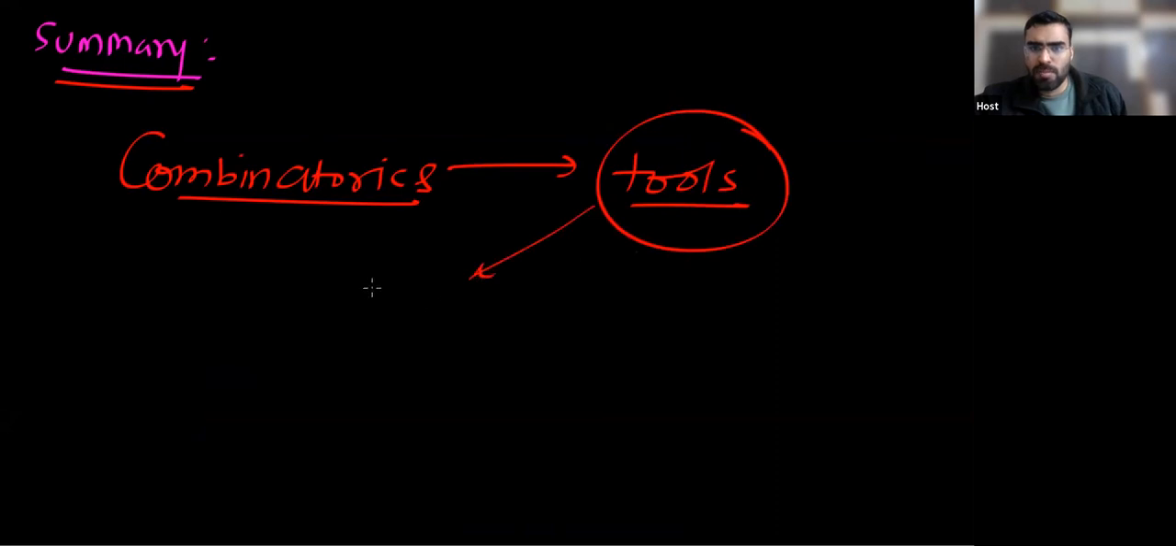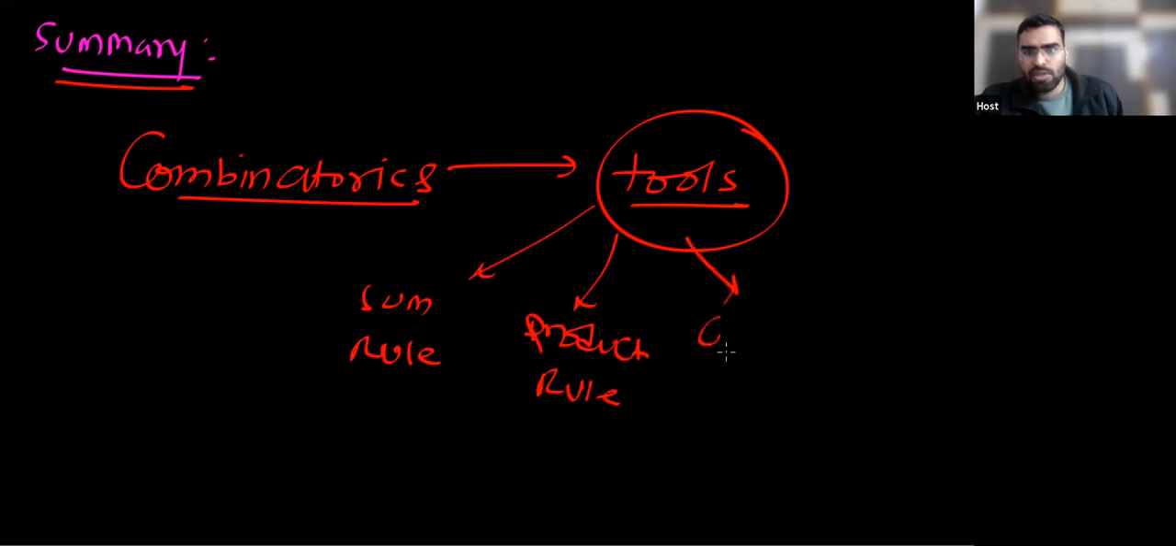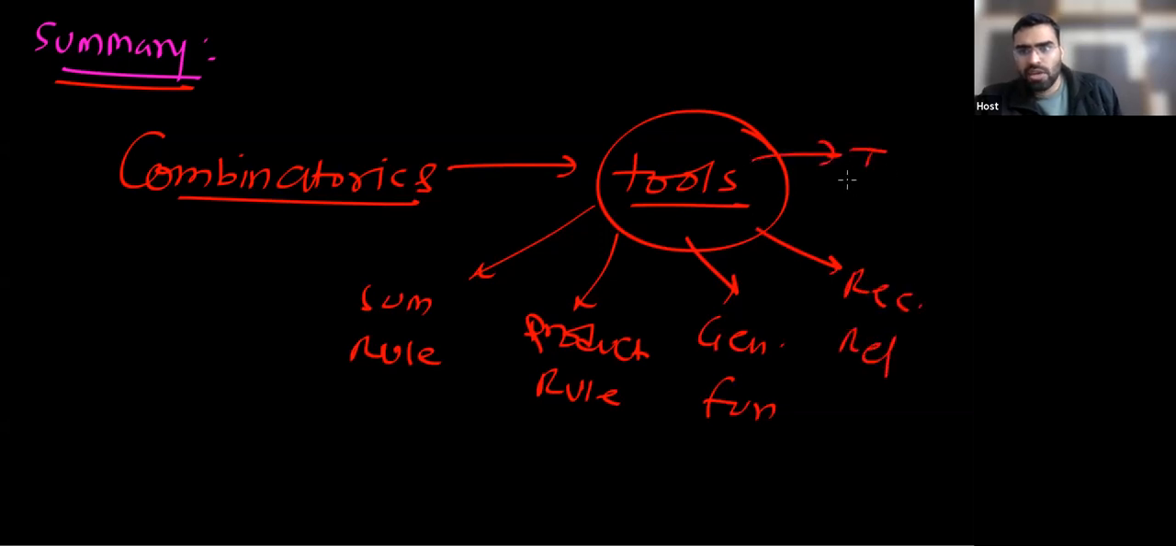Many tools you have. For example, you have the sum rule. Can you always use the sum rule? No. There is something called the product rule. This is a tool. Can you always use the product rule? No. There is something called generating functions. This is a tool. There is something called recurrence relation. This is a tool. There is something called the inclusion exclusion principle. This is a tool. All these things are tools.